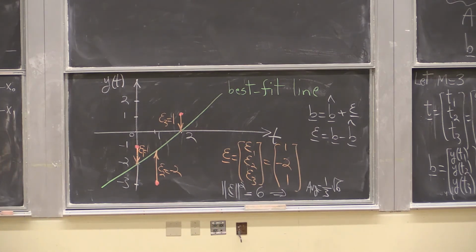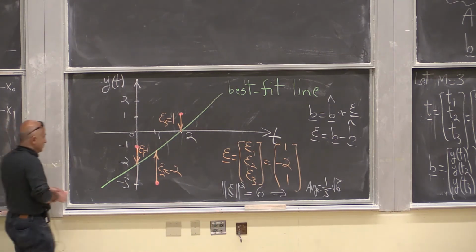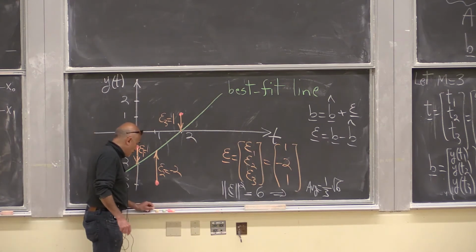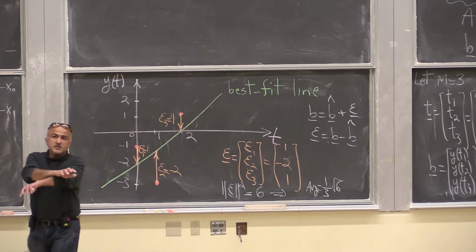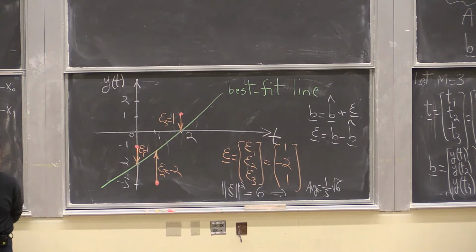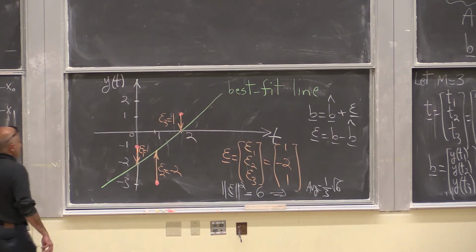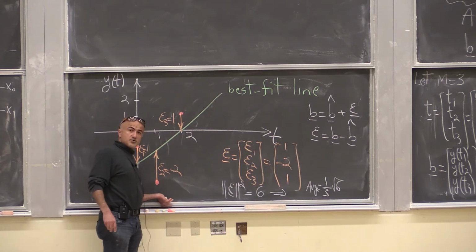Yeah? This is assuming that error is the square error. Yeah, so the whole process of least squares assumes that your optimality criterion, your cost function, your objective, is the square of the error. Any questions on this toy example?